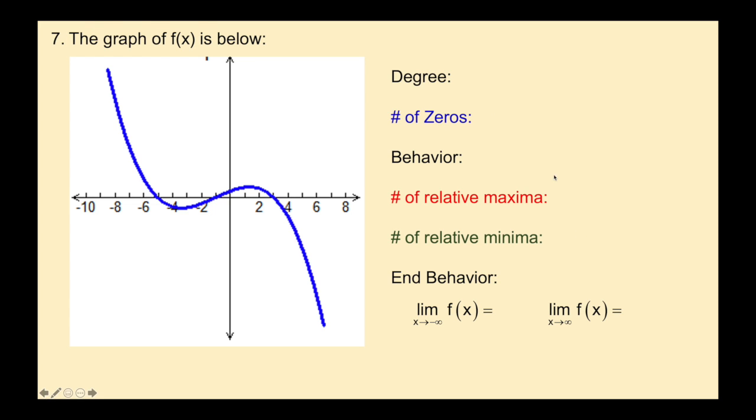Now if we take a look at this graph, the degree of this graph, well, we see that it passes through 1, 2, 3 times. So we're expecting that this is a degree of 3. We also see that there are 3 zeros.